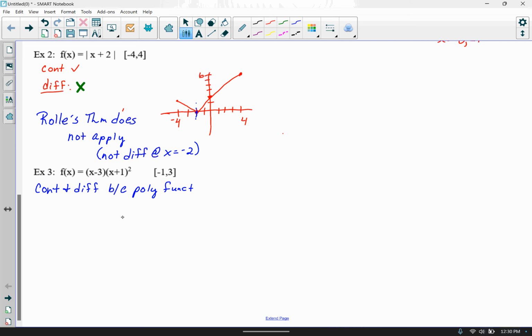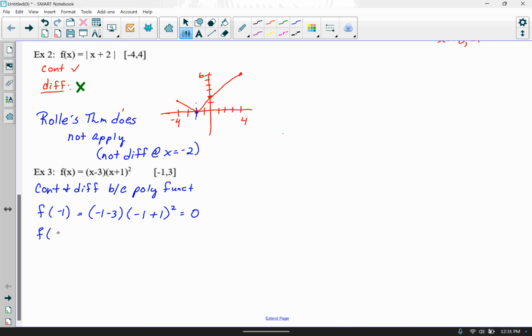All right, so first step has been established, so then we need to make sure that f of -1 and f of 3 give us the same value. So f of -1 is equal to -1 minus 3 times -1 plus 1 squared. All right, so we can see here in the second parentheses, I'm going to get 0, and 0 squared is still 0, but 0 times anything, 0.